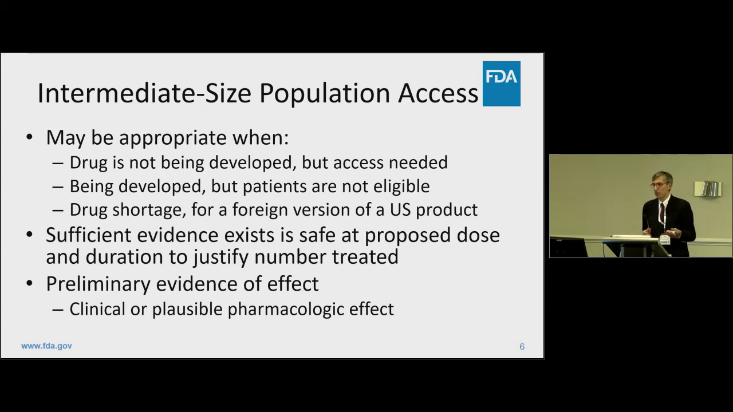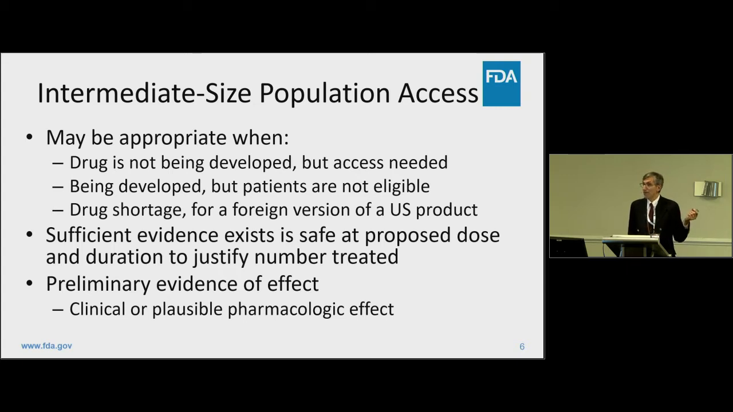We then have another pathway for use when more than one patient is potentially being treated, and that occurs in situations when a drug is not being developed actively by a manufacturer, but you still need access to it. Sometimes it's probably the most common case, it's being developed, but there are people who don't meet the eligibility criteria. And in some cases, it's because there's a drug shortage, and we will authorize an intermediate-size expanded access program to bring in a foreign version of a U.S.